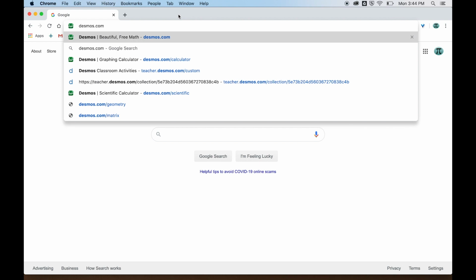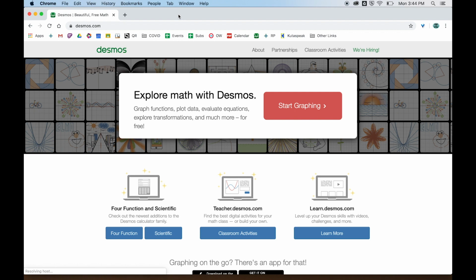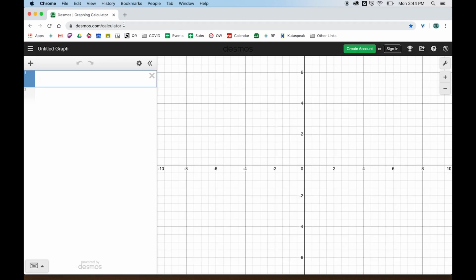To get to Desmos.com, you just go to Desmos.com. Now yours probably won't have the slash calculator come up first. So just go to Desmos.com, not student.desmos.com, just regular Desmos.com. Hit enter. Then you're going to click start graphing, and that puts the little slash calculator in there. There we go. That's how you get to Desmos.